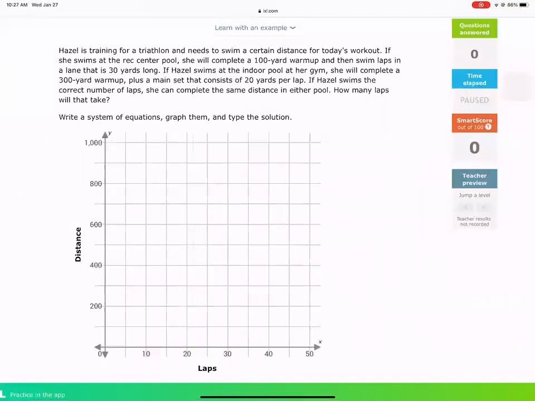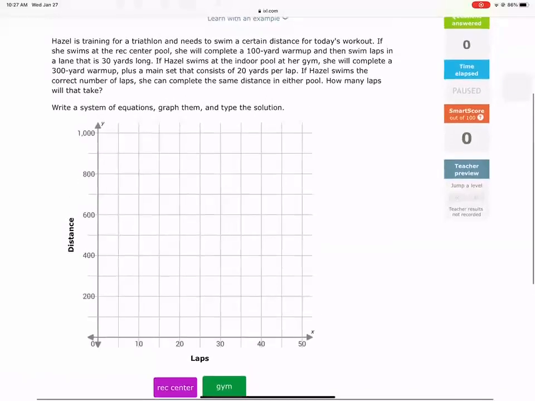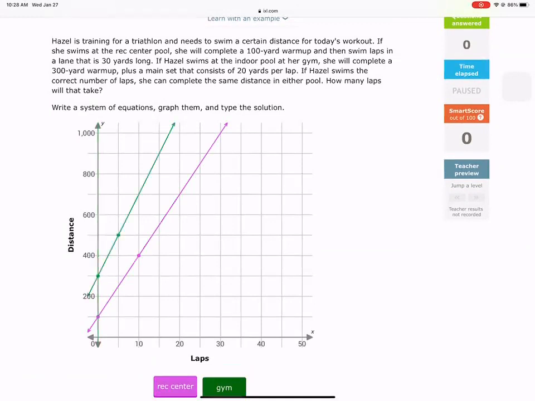So our first one, we said, let's go ahead and look at the colors. For the rec gym, I'm going to pick that blue color. We said our starting value was going to be 100. So I put a dot at 100, and the slope is 30 over 1, or 300 over 10. So 1, 2, 3 over 10. That's my first line. The gym is going to be 300. And the slope for that was 20 over 1, or 200 over 10. 100, 200 over 10. And you can see where they meet.